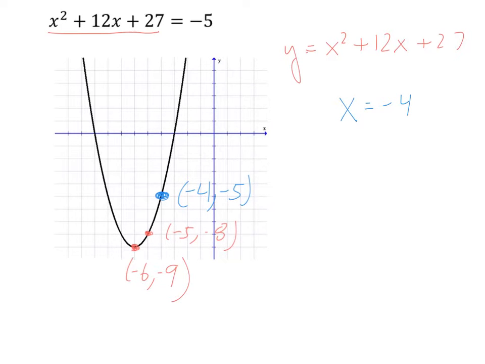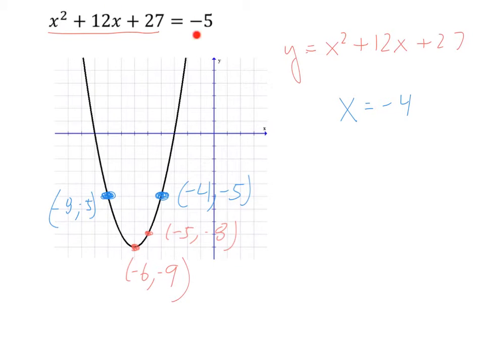Are there any other answers? There is. There's one other answer. And we can look right here. This is the point -8, -5. And what that is saying is that when x is -8, the value of this, x squared plus 12x plus 27, comes out to be -5, which matches this.